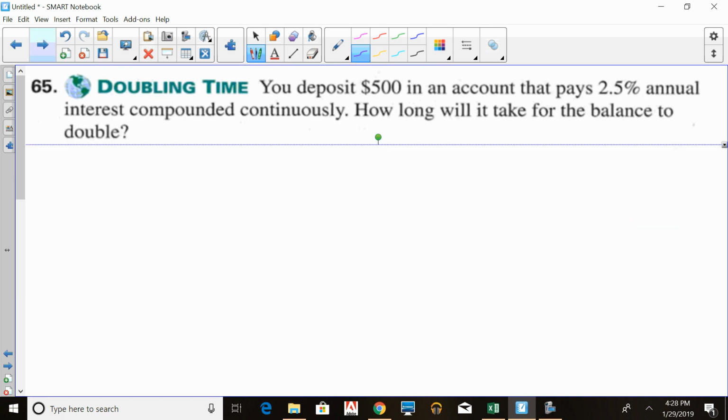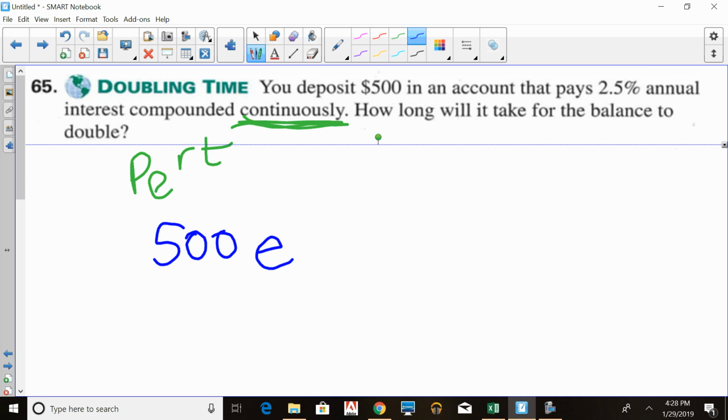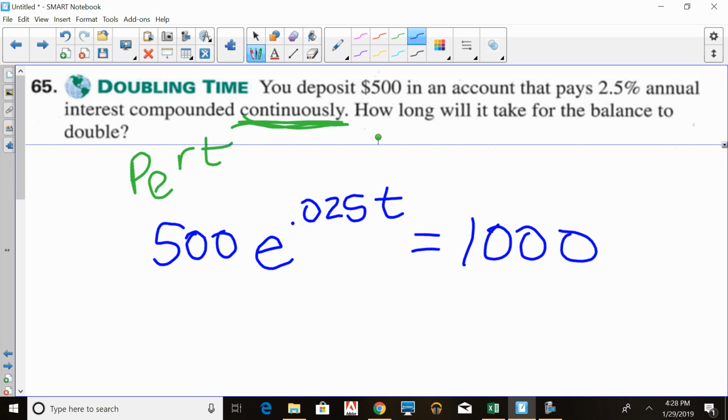Okay, and the next one here, you deposit 500 that pays 2.5 interest compounded continuously. Remember, continuously, we use this equation. So that means that you have 500 e. The rate is 0.025. We do not know t yet. And we're doubling, so this would be 1,000. This is similar to that last problem. Doesn't matter what you start with.